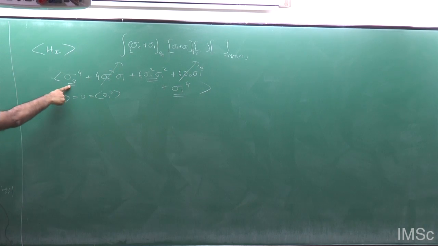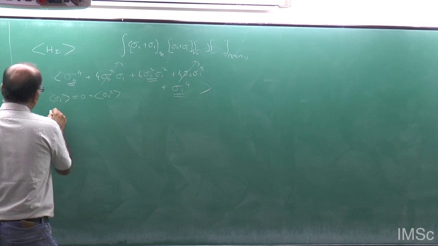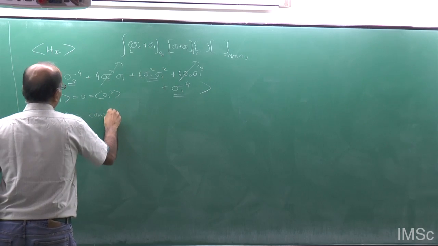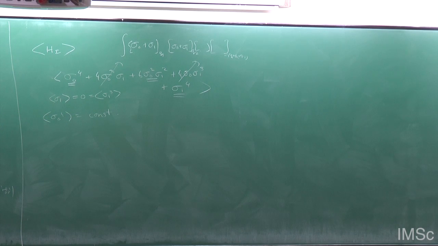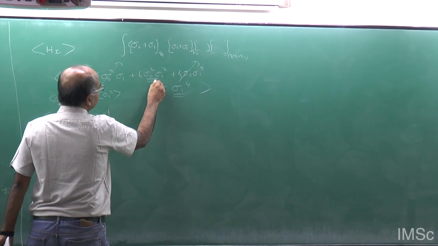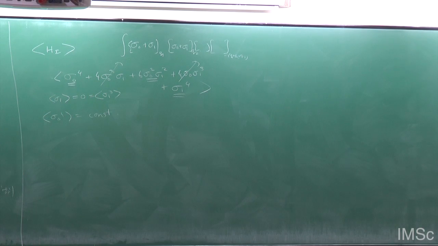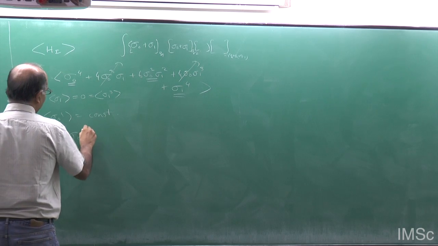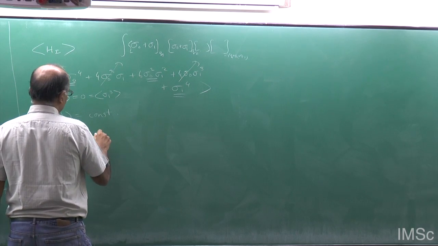Again, this is just a constant, so it doesn't do much. So this sigma naught 4 is just a constant. So it just contributes directly to that. The non-trivial calculation has to be done here and here. So let's calculate that. So 6 times sigma naught squared times sigma 1 squared.